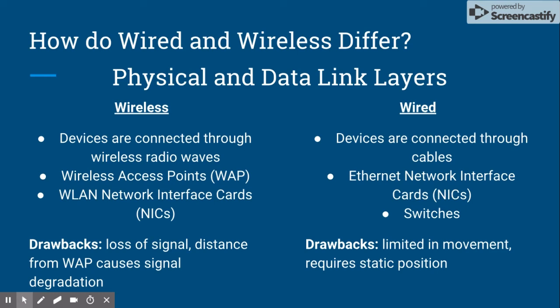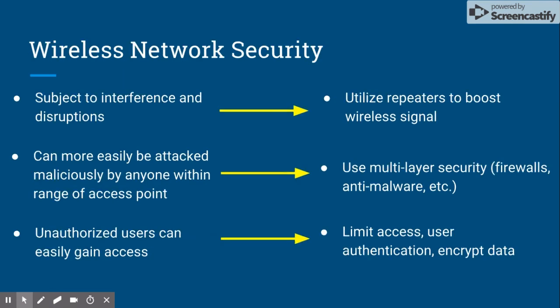Wired networks also have a few drawbacks. Whereas wireless networks will allow users to interact remotely with the network and move around, wired networks are very limited in movement. And many times, users are spending most of their time in one spot, requiring a static position.